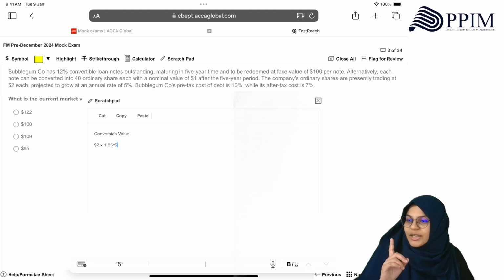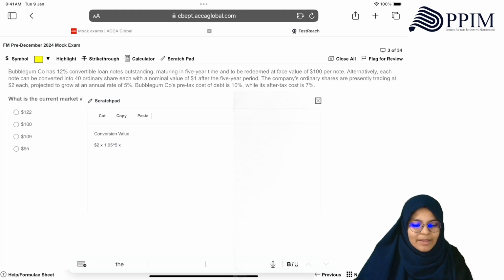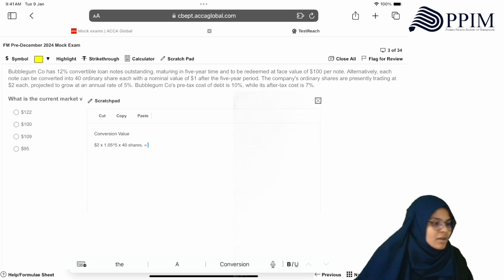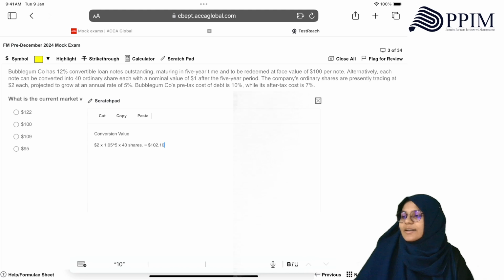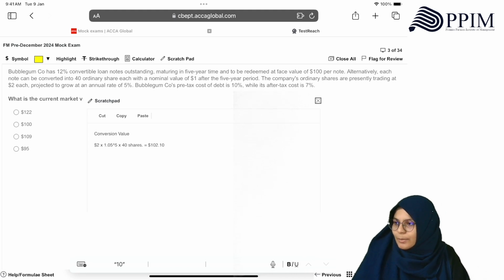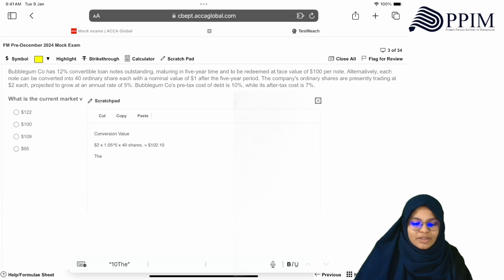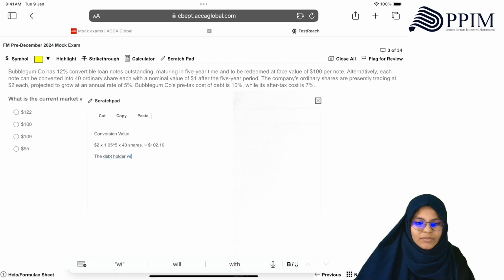Am I going to get one share? No, I'm going to get 40 shares, right? So let me multiply that by 40. So the conversion value will be $102.1 per loan note. Now compare this with the redemption. Redemption is $100, right? So since conversion is going to be more than redemption, the debt holder will choose the conversion option.